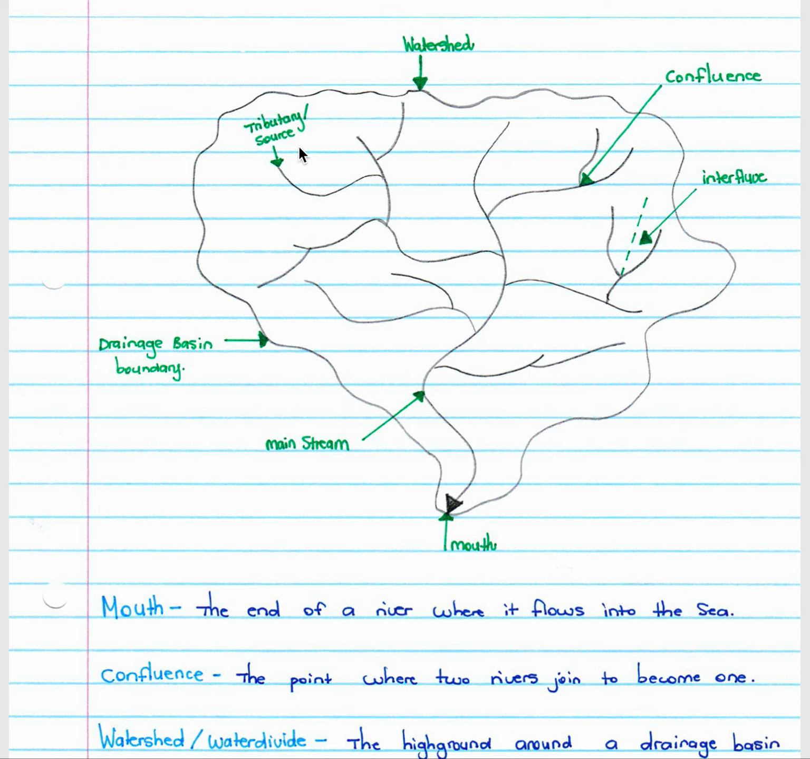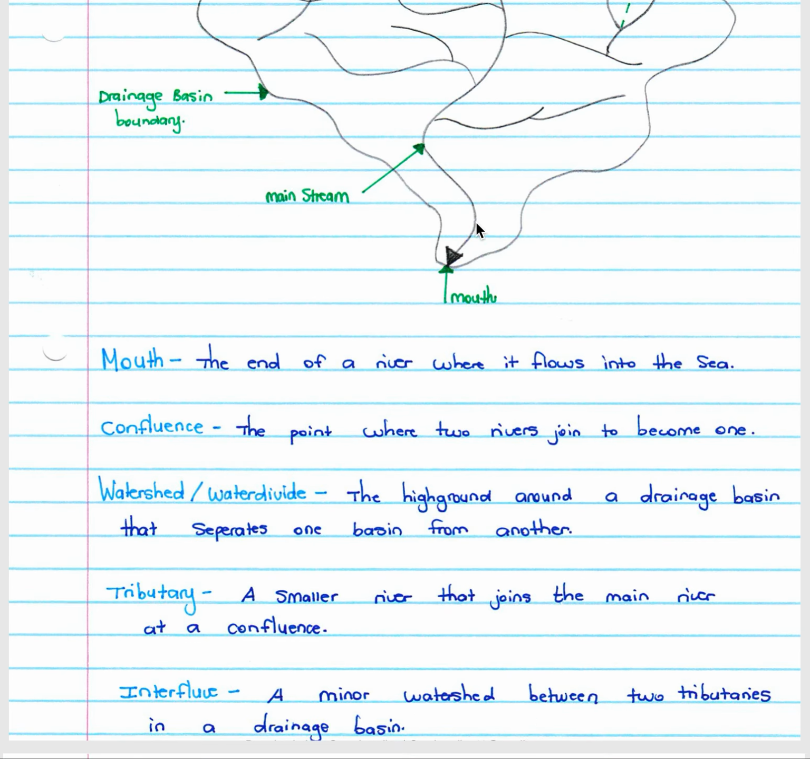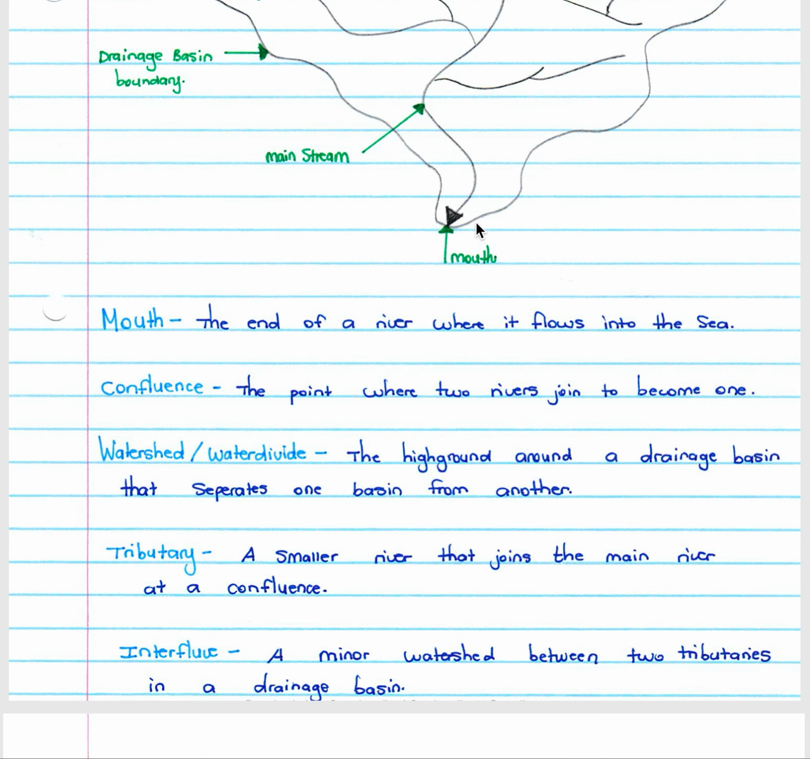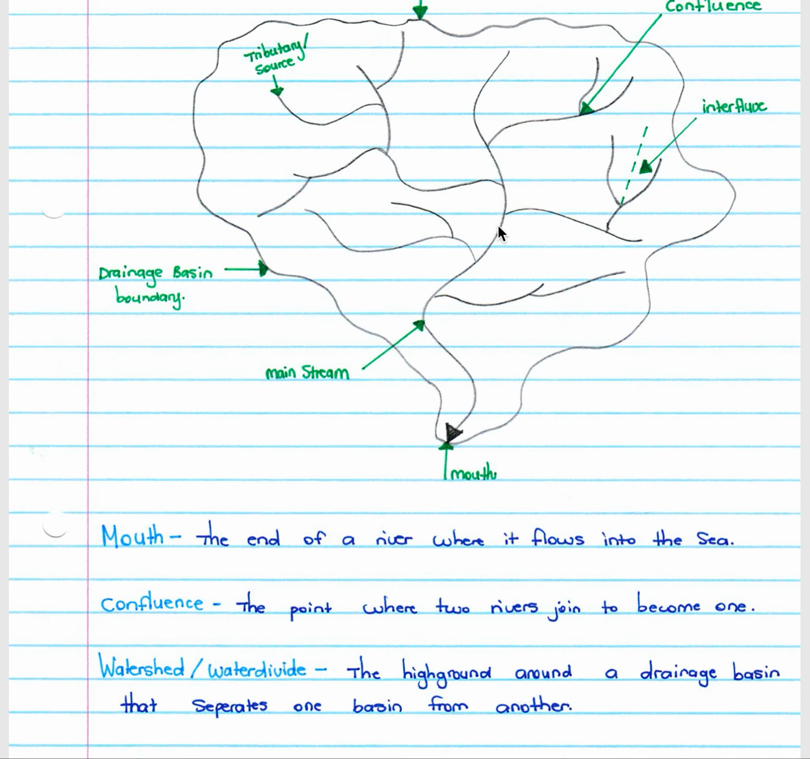Then we move on to a tributary, which is a smaller river that joins the main river at a confluence. Here we have a tributary or a source. This would be a tributary that joins at a confluence to become another river or tributary at this point that joins at another confluence. Interfluve is a minor watershed between two tributaries in a drainage basin. As you can see here, this would be an interfluve, maybe a ridge or a mountain where water will flow down this side to join this tributary and water will flow this side to join this tributary.